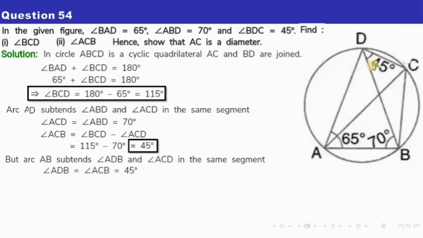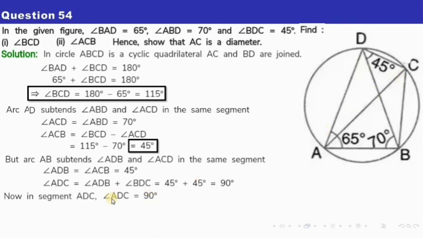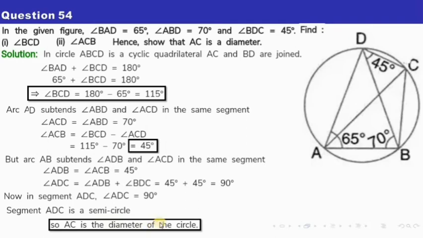Now let us see what is our angle ADC. So angle ADC can be written as ADB, that is this angle, plus BDC, that is this angle. Now both ADB and BDC are 45 each, so 45 plus 45 is 90. So that means angle ADC is 90, which means what? This means that AC is my diameter. So that's what we needed to prove here. So you may pause the video to note down.